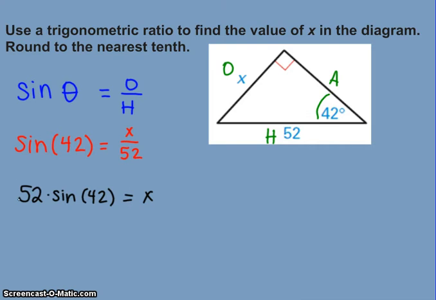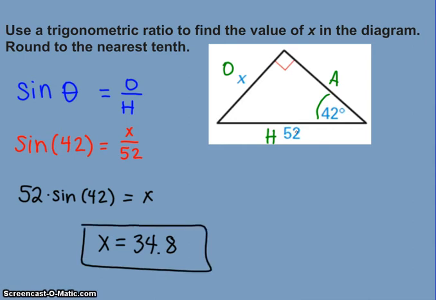Then you're going to type this in your calculator and round to the nearest tenth according to the directions, and you'll get 34.8. That makes sense because my hypotenuse is 52, so I know I have to be less than my hypotenuse, so 34.8 is great.